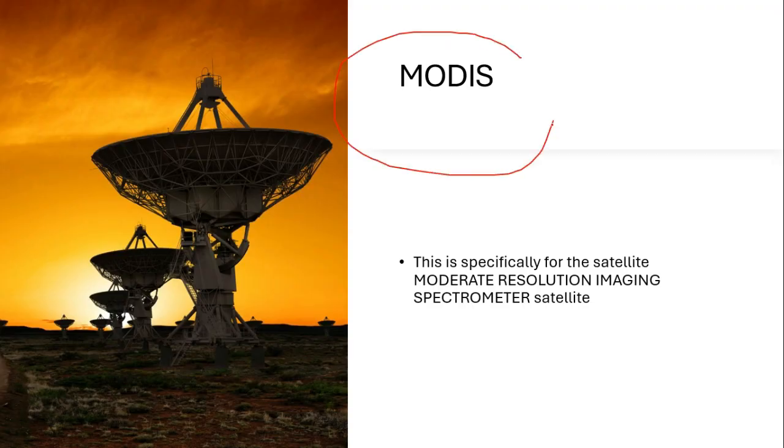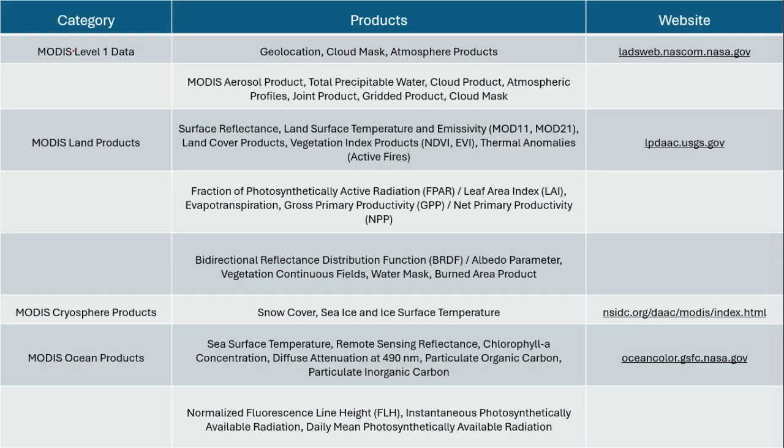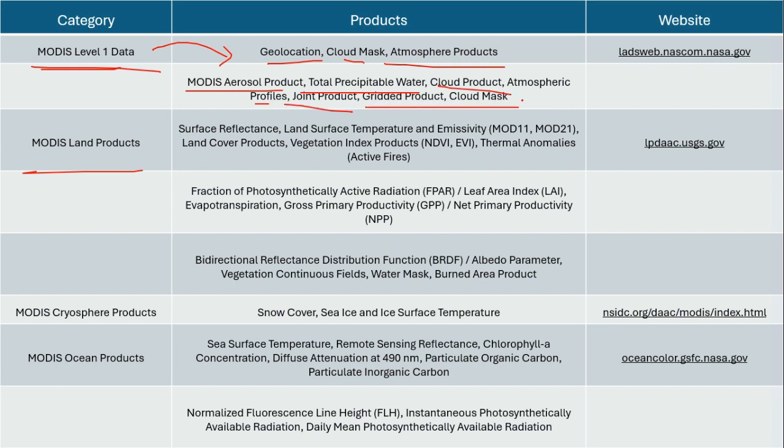So MODIS is a sensor which provides us different kinds of derived raster products. It stands for Moderate Resolution Imaging Spectroradiometer and it provides different products like MODIS Level 1 data. Within this Level 1 we have products like geolocation, cloud mask data, atmosphere products, MODIS aerosol, total precipitable water, cloud product, atmospheric profile, joint product, grid product. These fall within MODIS Level 1 data. Here is the website to get these data sets.